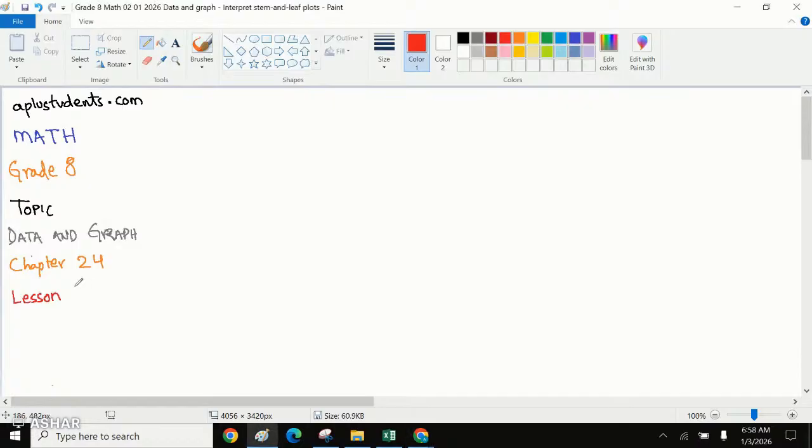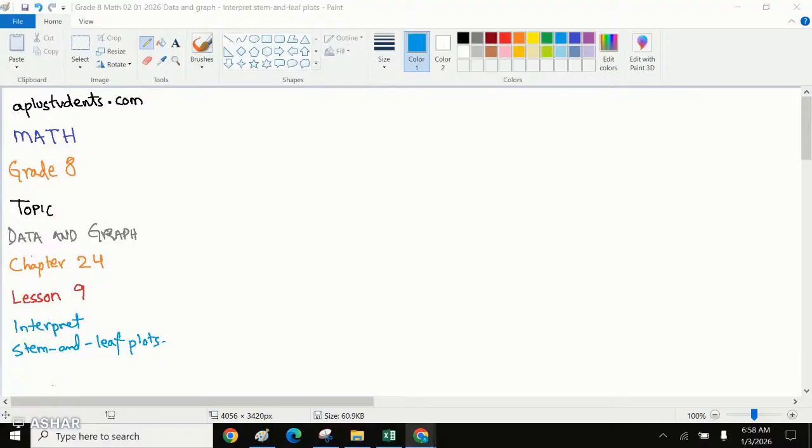So you can always log into the website. You go to Maths Grade 8, the chapter and the lesson. And the name of the lesson is Interpret Stem and Leaf Plots. Okay. Plots is basically graph. Stem and leaf is a type of a graph. So today we will be studying stem and leaf graphs, right?